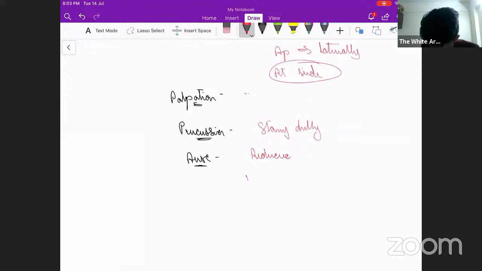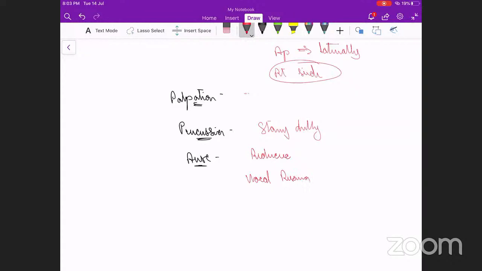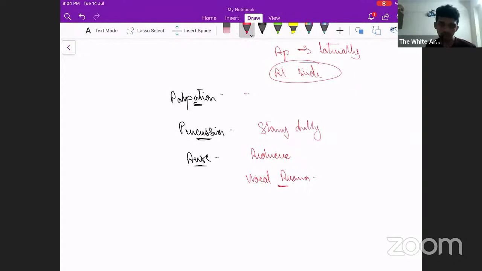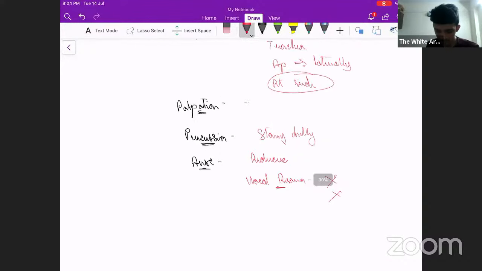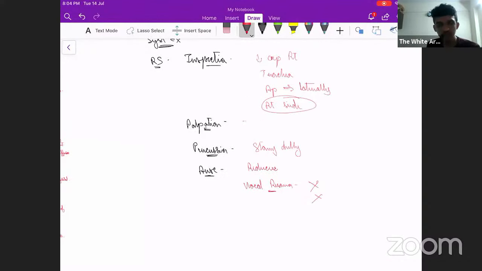Good. Vocal resonance. What can you expect in vocal resonance? Decreased sounds. Can you hear something like bronchophony or egophony in a case of pleural effusion? No, sir. You don't expect bronchophony or egophony. Vocal resonance in this case was reduced. Any other system examination you would like to do?